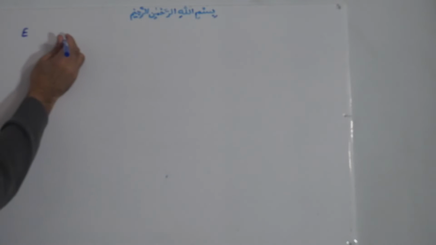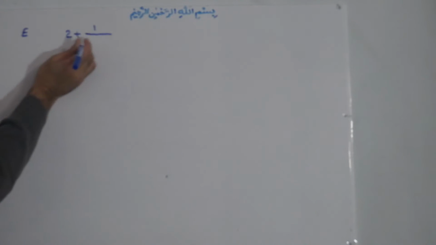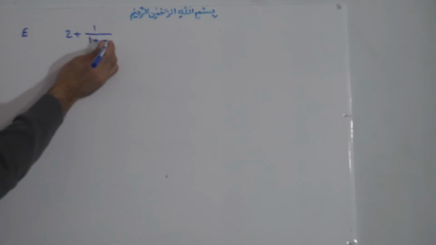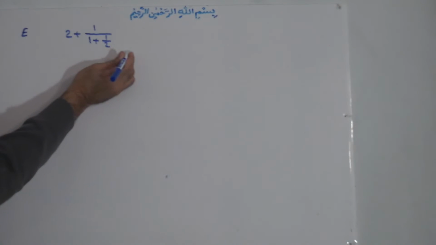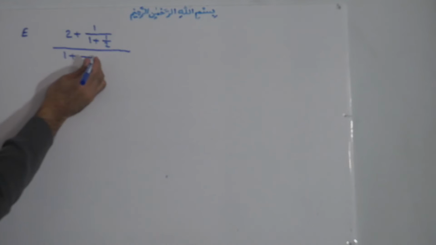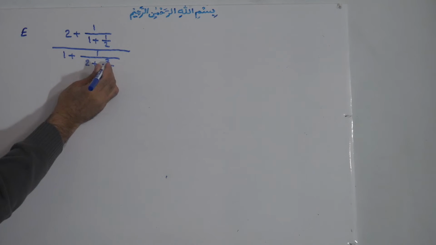I'll show you another example. In this example, the numerator is also a combination of the operations. 2 plus 1 over 1 plus 1 over 2, over 1 plus 1 over 2 plus 3 over 4.